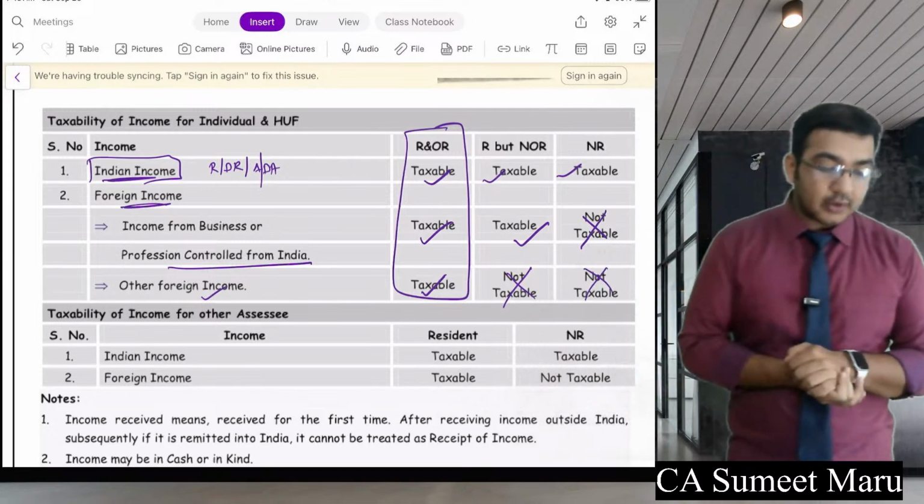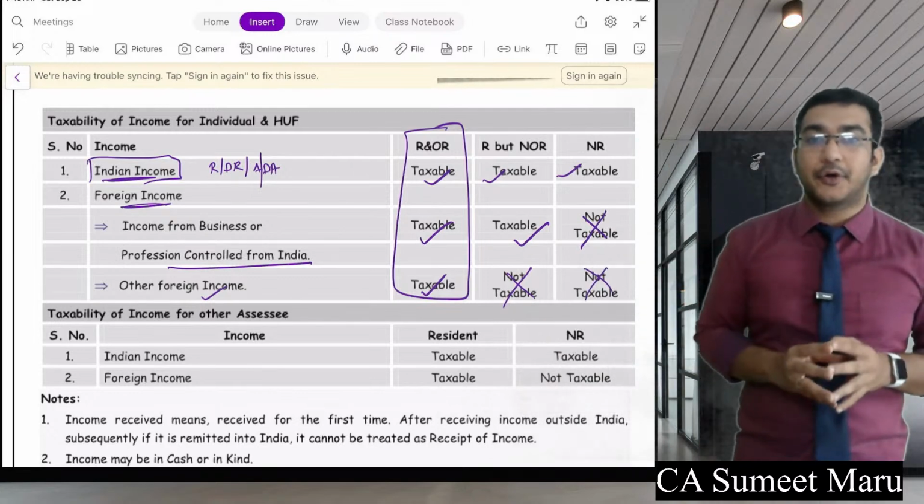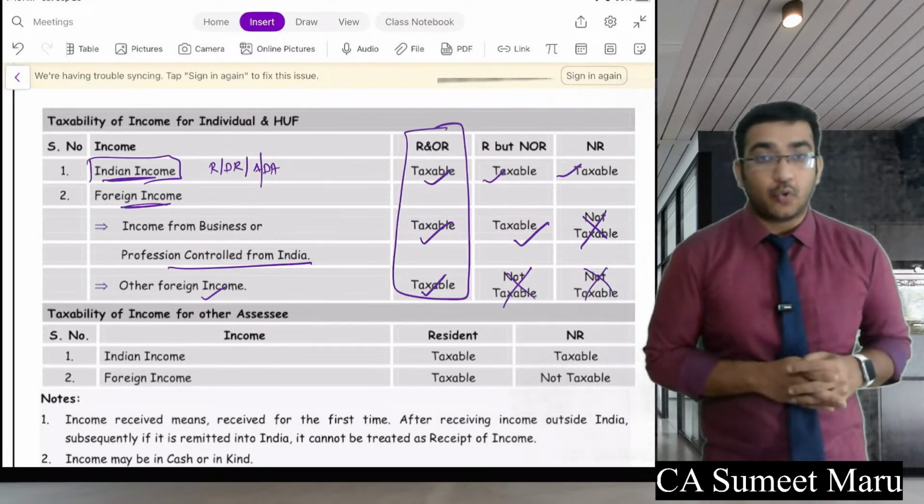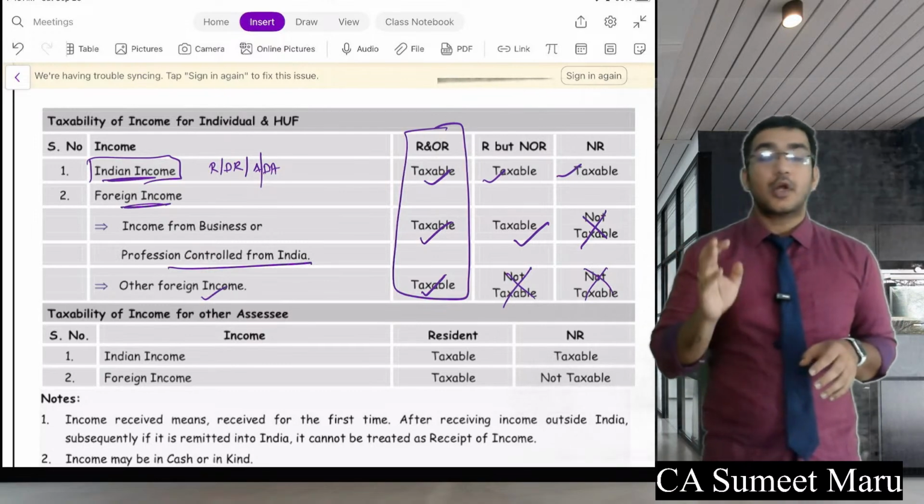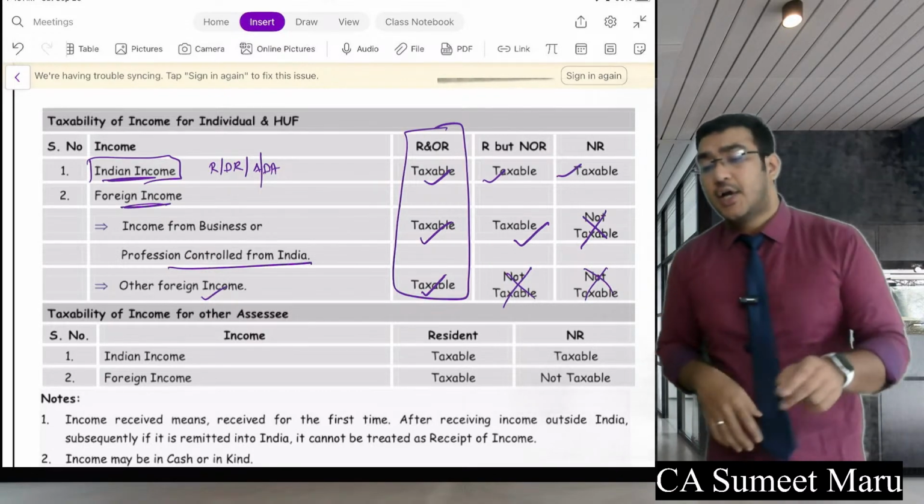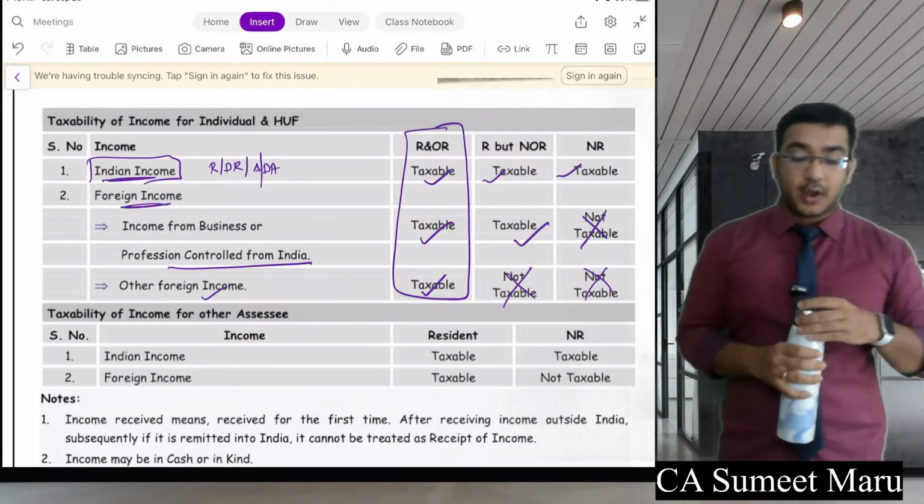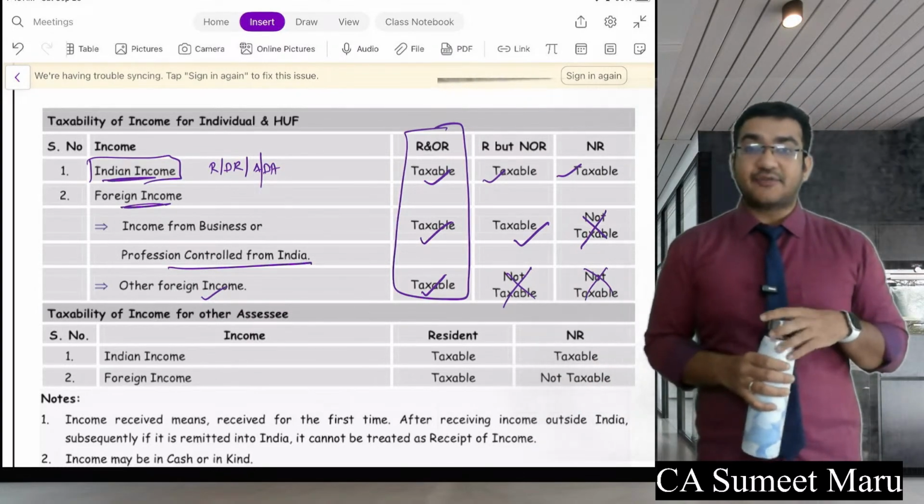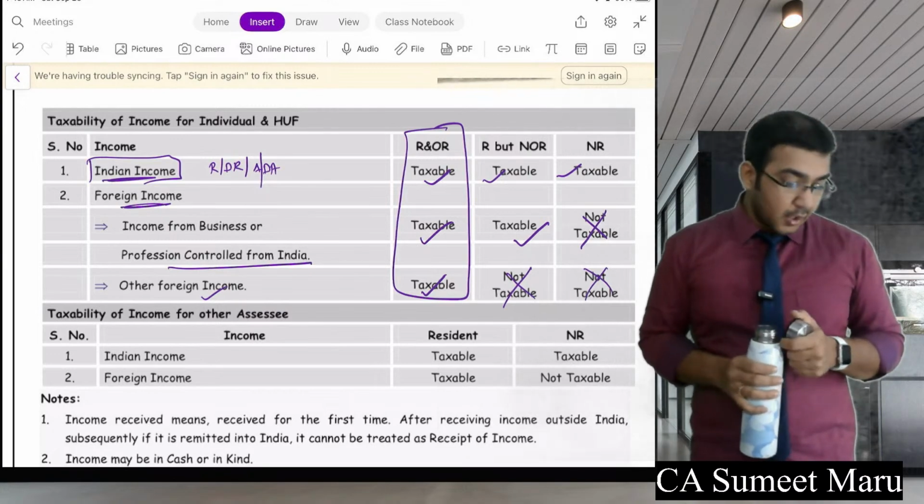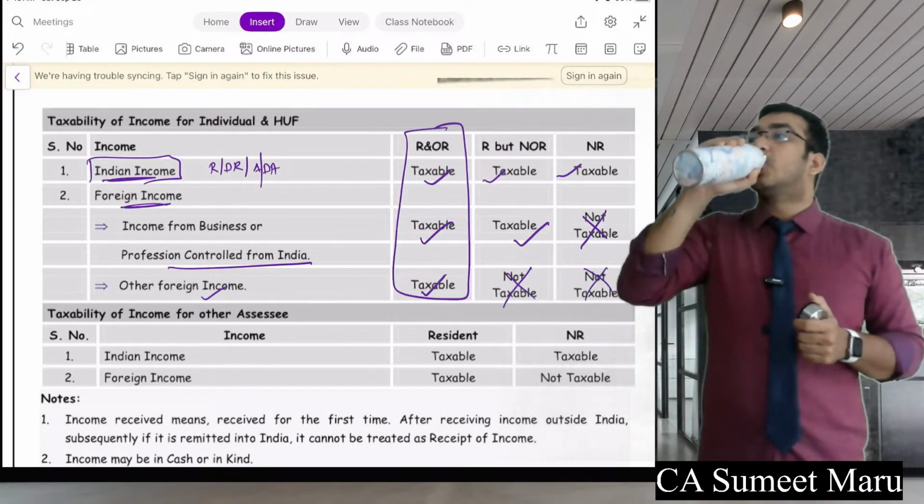Everyone clear? So this was a quick 10 minutes recap for you for your chapter number 1 and chapter number 2. I hope what homework I gave you yesterday, you have done that. I asked you to complete one complete question of your residential status from your study material. Have you done that? Come on, quickly tell me.